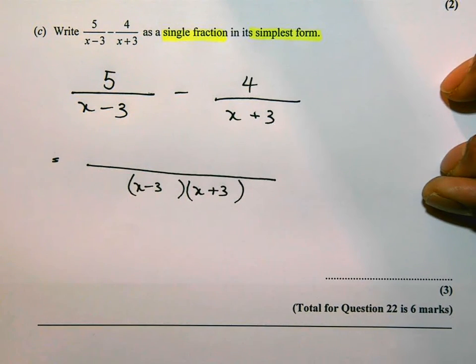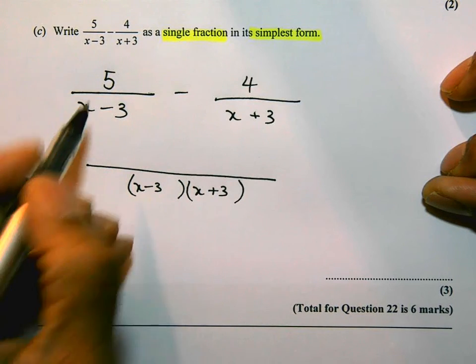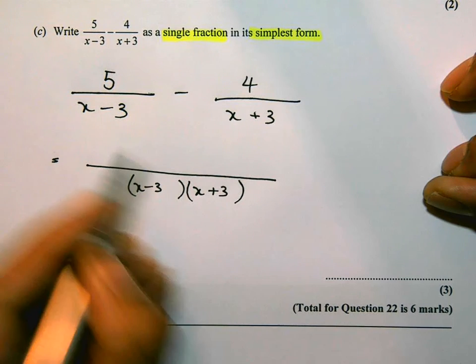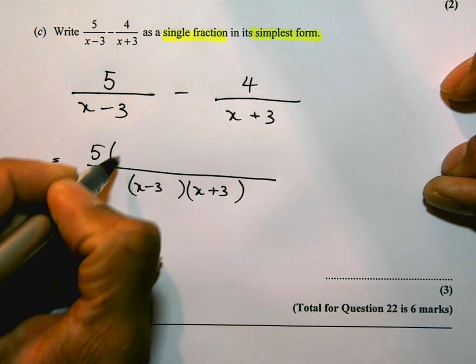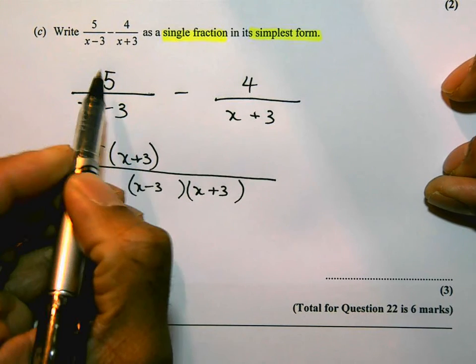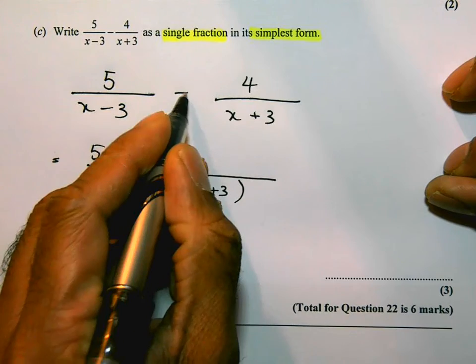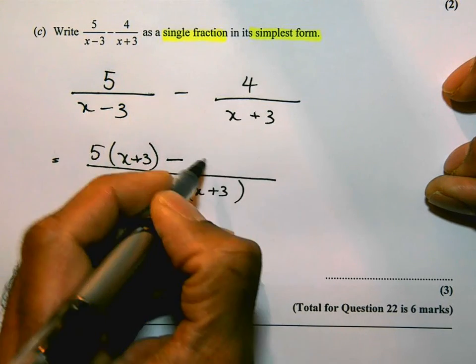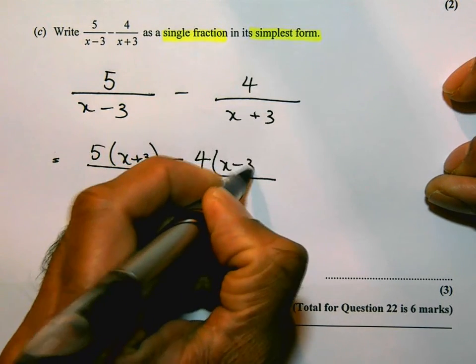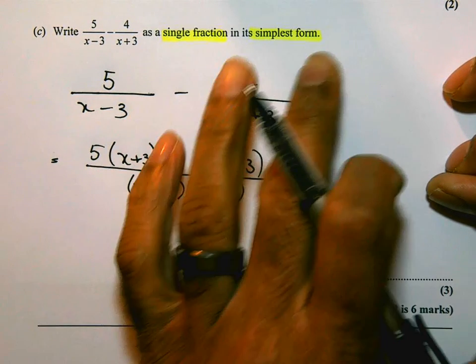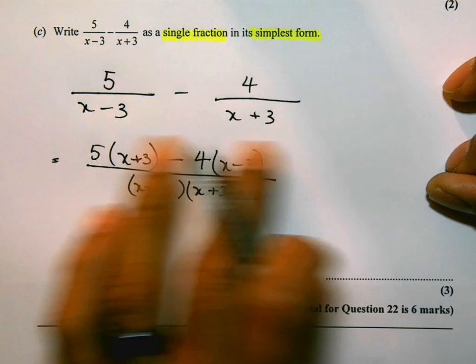And if you think about how you add or take away fractions normally in a standard way, I'm going to do x minus 3 goes into this denominator x plus 3 times, so I'm going to say 5 times x plus 3. So in other words, 5 times x plus 3. And similarly, once I put the minus in, I'm going to do 4 times x minus 3. Okay, so I've written it as a single fraction, and now they want me to simplify it. So I'm going to tidy up the bit at the top.